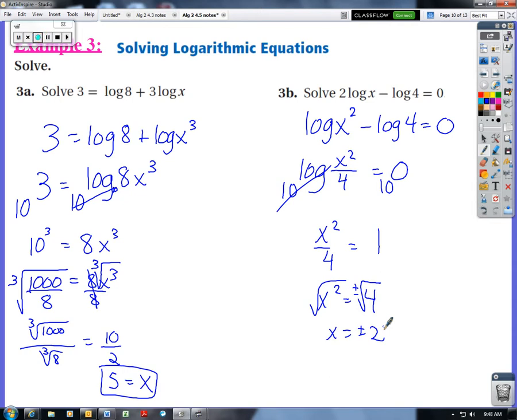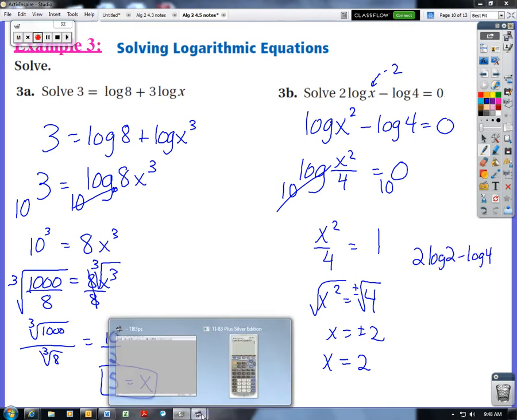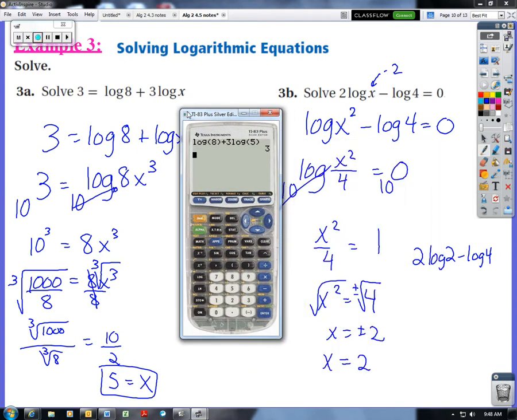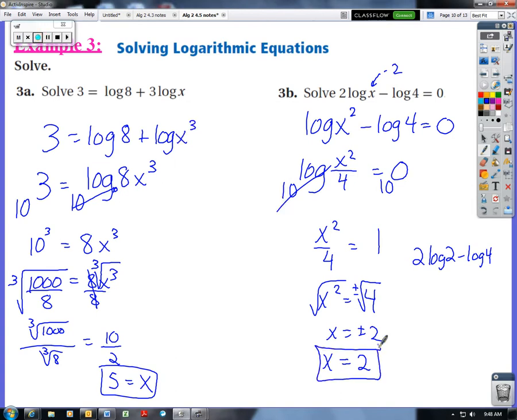However, what happens when you go to plug negative 2 in here? Can you take the log of a negative number? No. So actually, negative 2 is not going to work. So only 2 will probably work, and let's check it and find out. Again, let's use our calculator. So let's do 2 log 2 minus log 4 on our calculator and see if we get 0. 2 log 2 minus log 4. Enter. 0. So x equals 2.